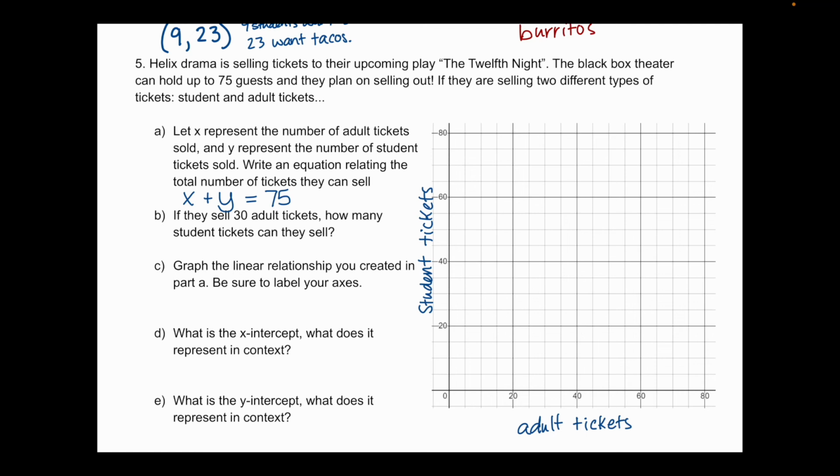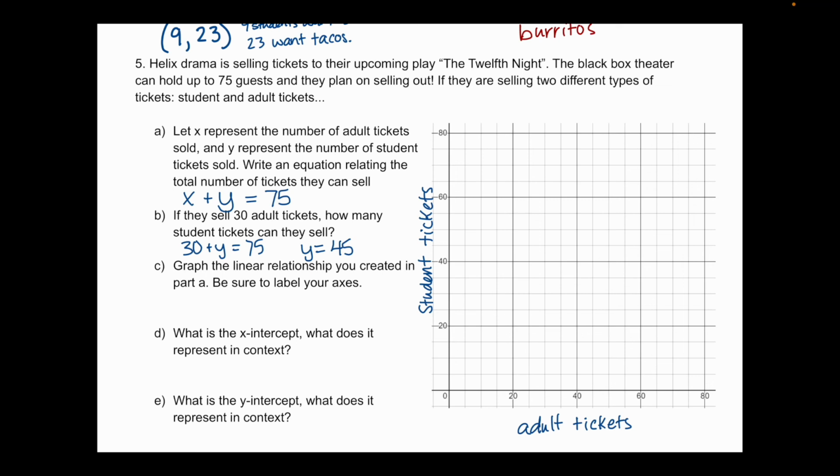So if they sell 30 adult tickets, how many student tickets can they sell? 30 is x, so this would be 30 plus y equals 75, and that means that y, or the number of student tickets they can sell, would be 45 if we subtracted 30 from both sides.